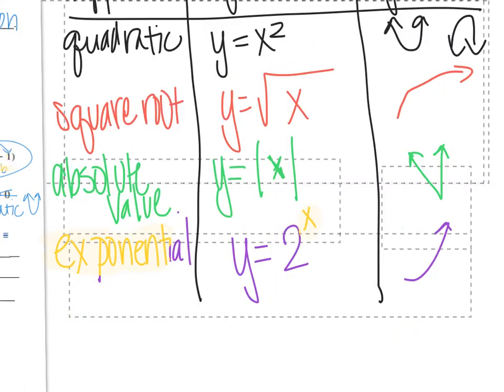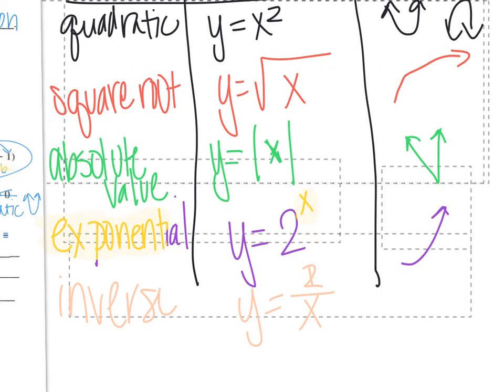We could also have an inverse graph. An inverse graph is where x is in the denominator. So there's an example of an equation, and its graph is going to look like this. It's actually going to be two pieces. It's going to curve down, and then the other part's going to curve the other direction. It's going to look like this. That's an inverse graph. So those are some of the options. Those are probably the most common that you're going to see apart from linear.